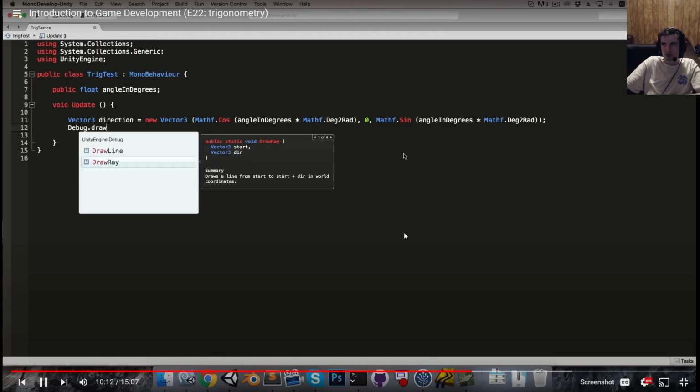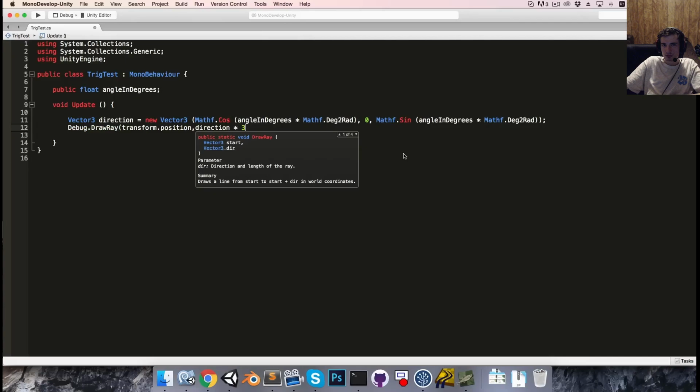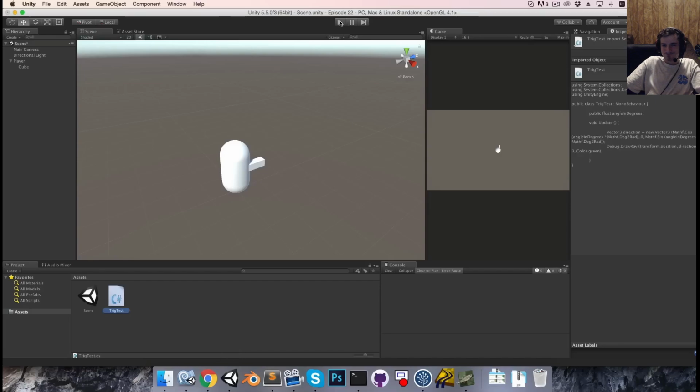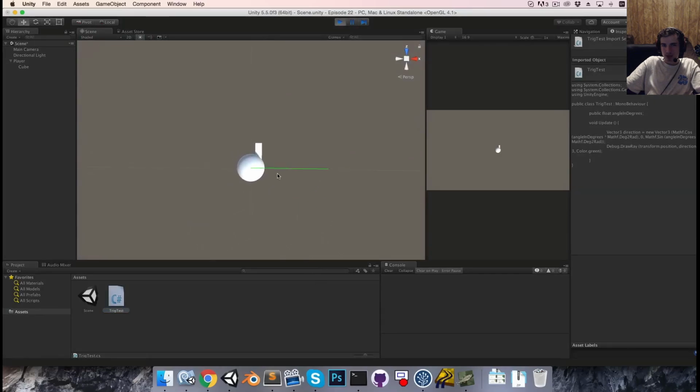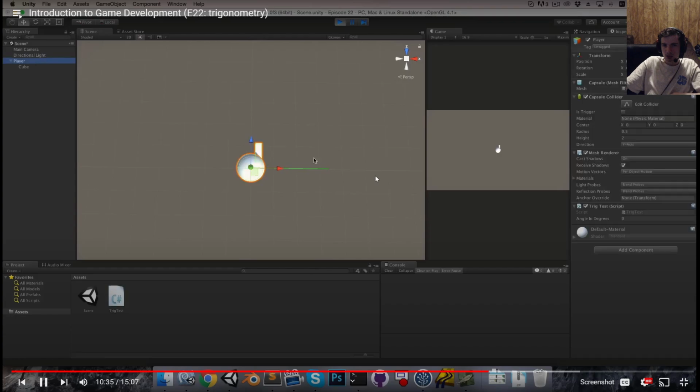So Debug.DrawRay, from transform.position in the direction that we calculated, and we can multiply it by some distance, say 3, and then let's give it a color, maybe color.green. All right, let's try that out. So I'll press play, and we can see the green line sticks out to the right. So this is just saying x equals 1, z equals 0, along the x-axis, and as we increase the angle, it goes around.